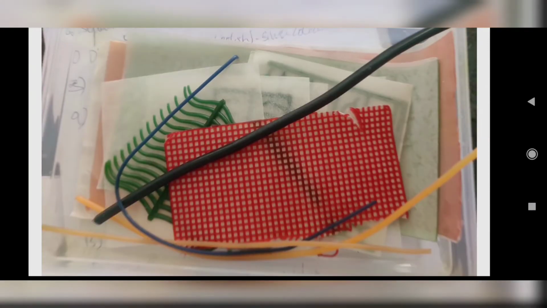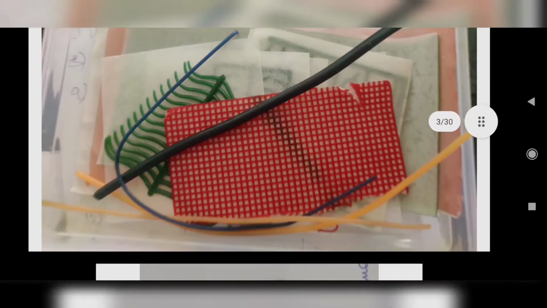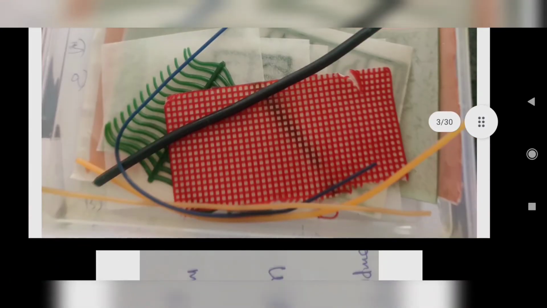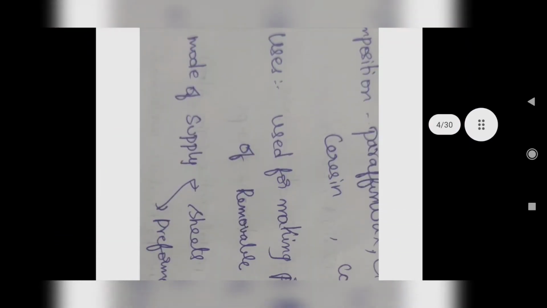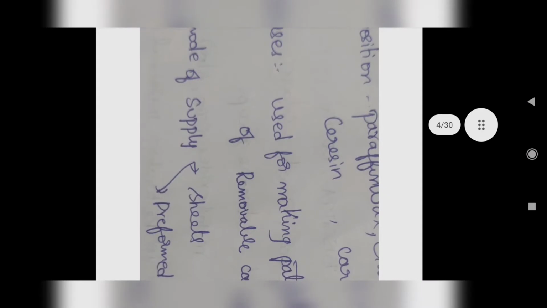So what is the spotter called? It is casting wax. So what do they ask? We have to write some information about these waxes, like what are its uses, composition, and what's its mode of supply. So it is made up of paraffin wax, carnauba wax, and ceresin wax.